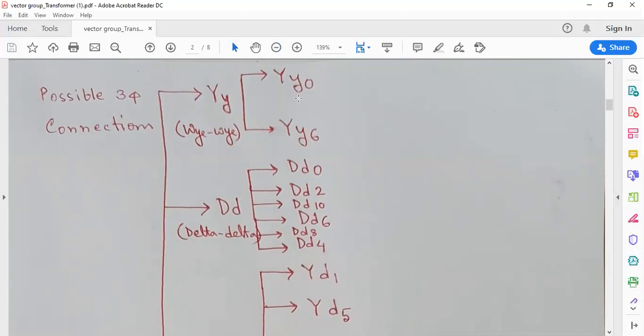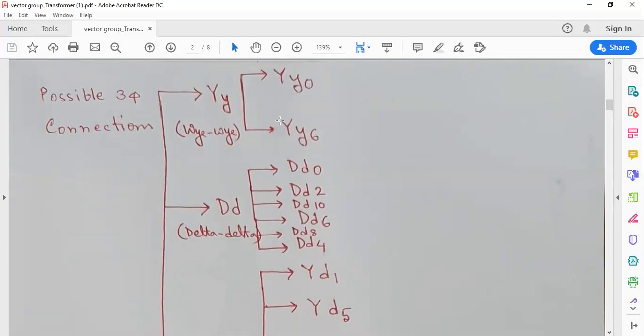So how to read this? If there is a YY connection, there are possibly two connections, YY0 and YY6. So what does this 0 and 6 mean? 0 means the angle difference between primary line to line voltage and secondary line to line voltage. So if there is no angle difference between these two voltages, then the written number is 0.